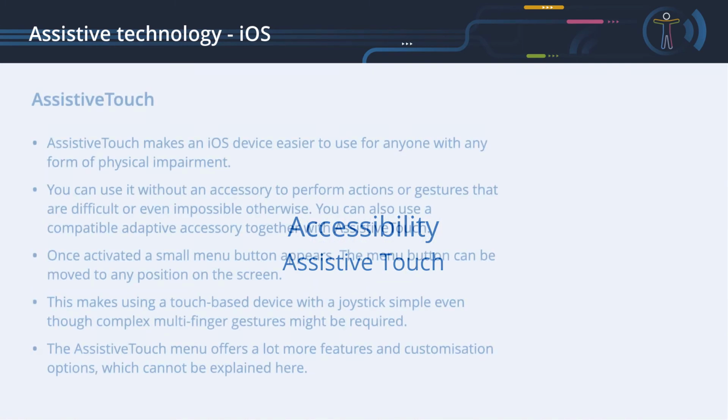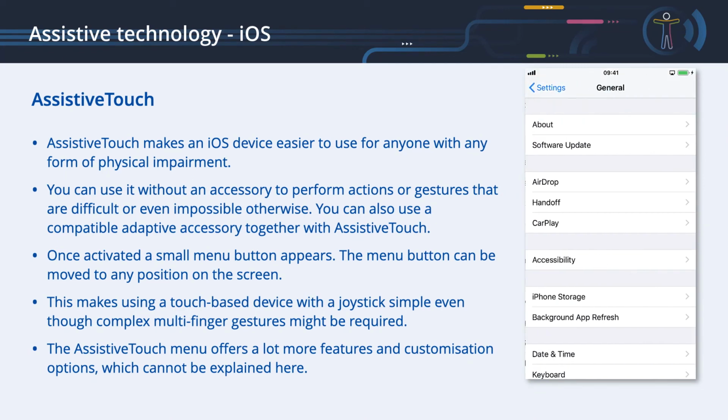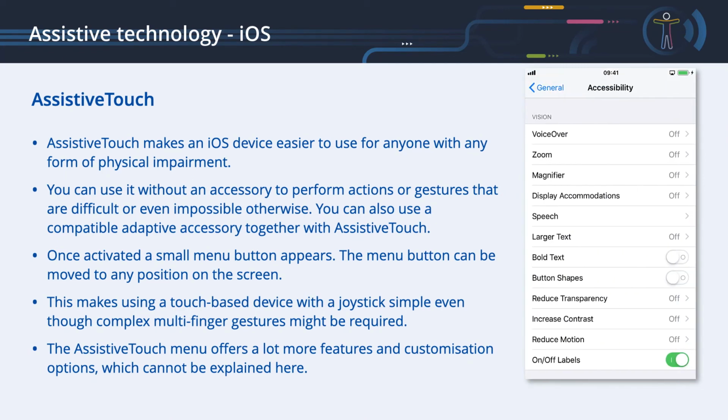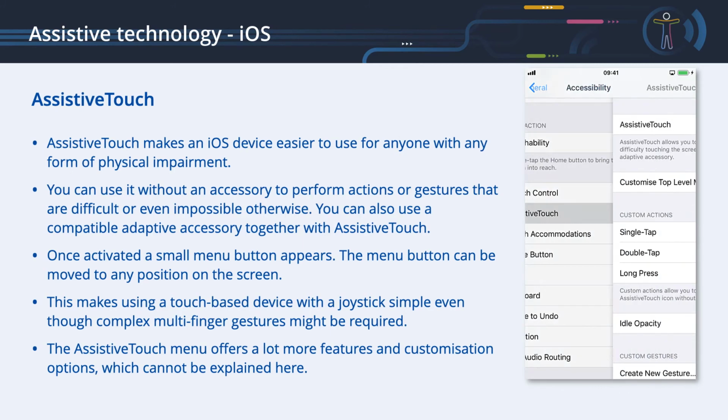Assistive Touch. Assistive Touch makes an iOS device easier to use for anyone with any form of physical impairment. You can use it without any accessory to perform actions or gestures that are difficult or even impossible otherwise. You can also use a compatible adaptive accessory, such as a joystick, together with Assistive Touch to control the iOS device. In the accessibility settings, we choose Assistive Touch.